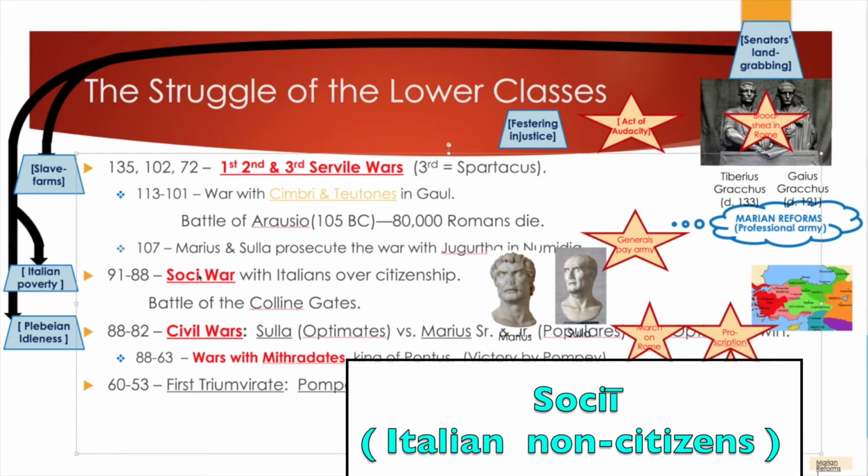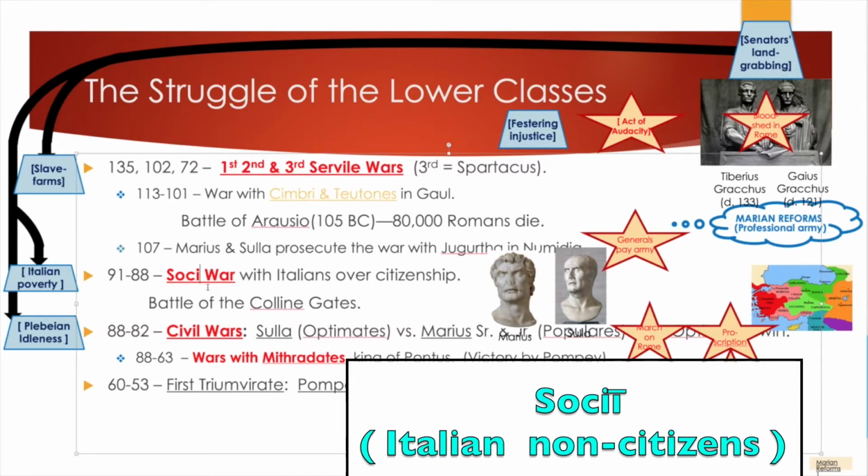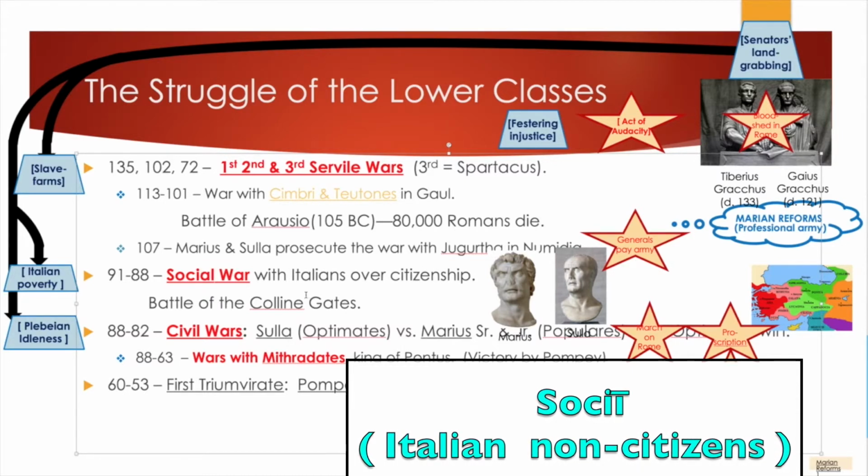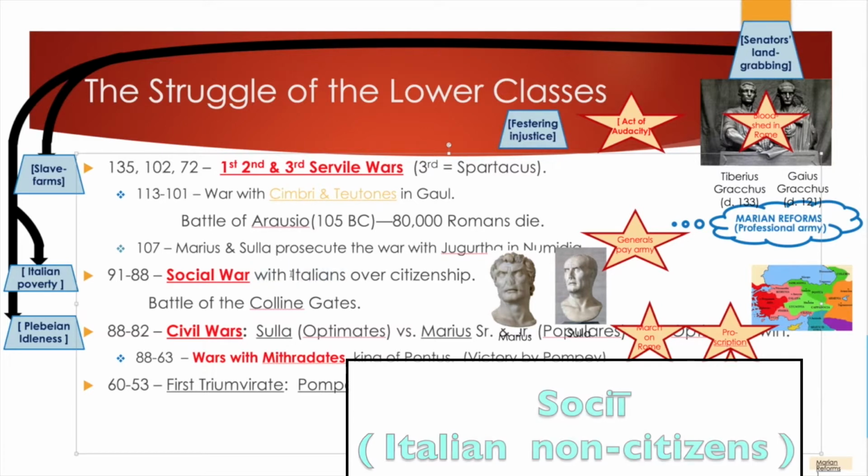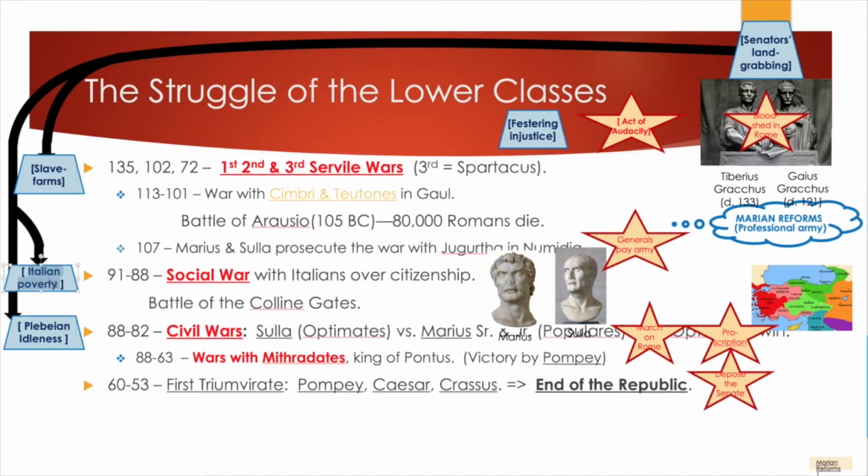Socii is a Latin term for your associates or your allies. So the Social War was a result of all the Italian city-states feeling discontent at being encroached upon by the rich people's estates. What was supposed to happen in theory was that local Italian tribes were supposed to have certain lands that they had been granted from time immemorial when they had been absorbed into the Republic.